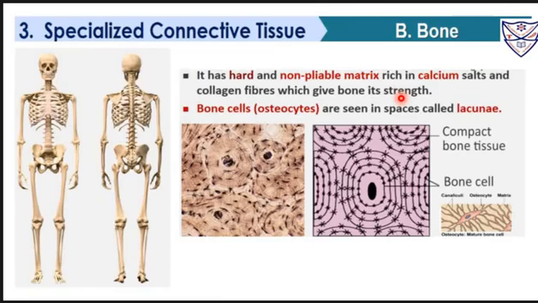Bones, as we all know, are hard. They have a non-pliable matrix which is rich in calcium salts and collagen fiber, which give the bone its strength. Bones are very, very hard. We cannot bend them, right? So bone cells are called osteocytes and they are seen in spaces called lacunae. You can see here these are the cells present.